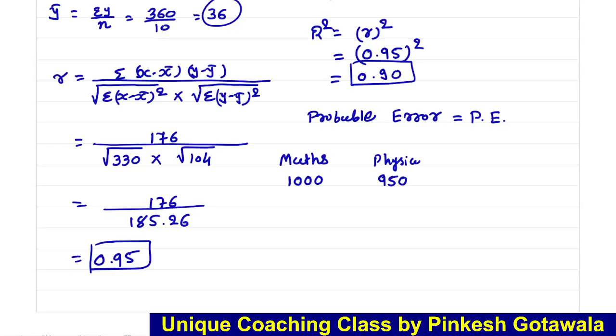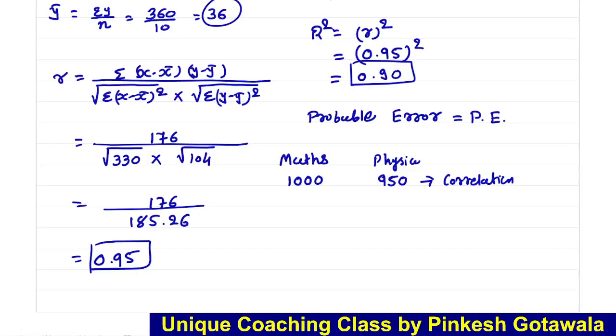Now we want to find out the correlation between these. Just think, if you are going to find out the correlation between these, 1000 students give the exam of maths and 950 students give the exam of physics.